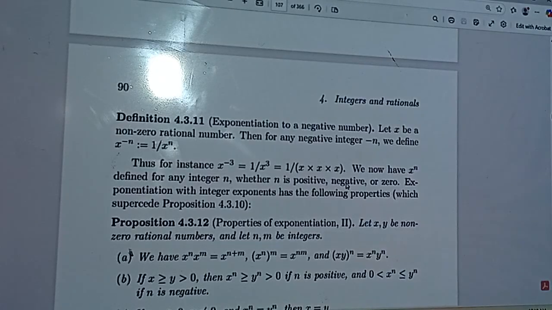Let x, y be non-zero rational numbers and let n, m be integers. Then we have x to the n times x to the m. Before, we proved this thing if n and m are natural numbers. Now he also proves it for any integers n, m. They can be negative, 0 or positive, whatever. When you are writing a proof for them, they are mechanical proofs. So you all must be able to do it. I mean, there is no big deal there.